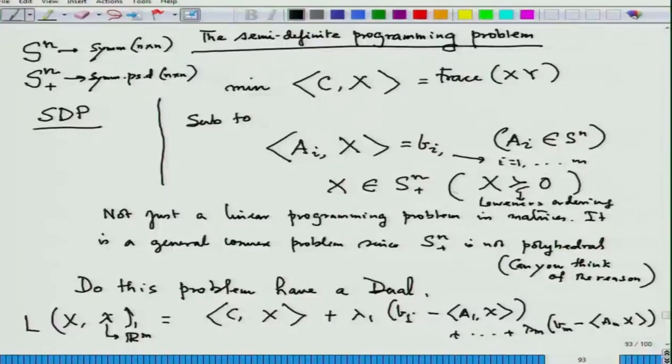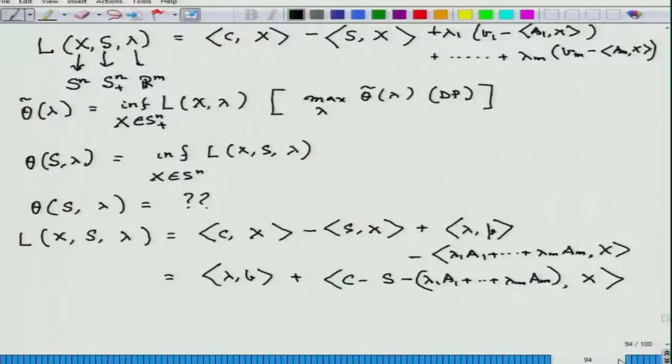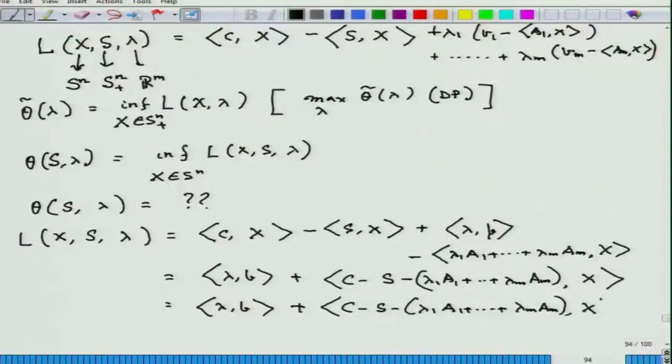This simply means that x is positive semi-definite. Obviously, you do not have to bother too much about a name. Now, I leave it to you to prove that if this expression holds, then theta s lambda is finite and is equal to lambda b if and only if this is 0.